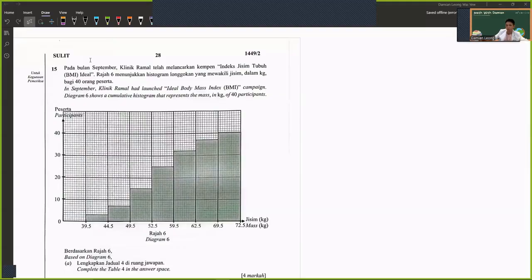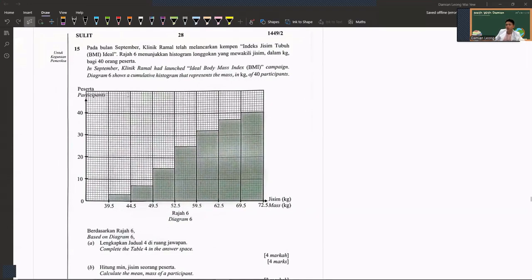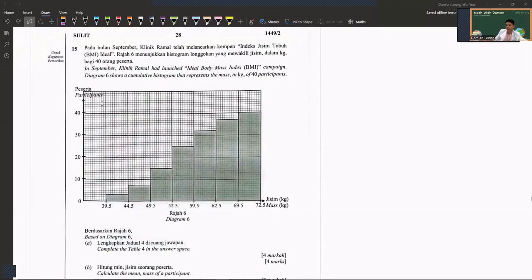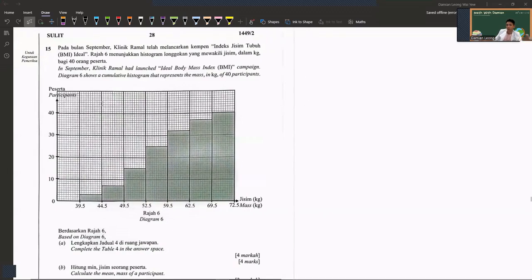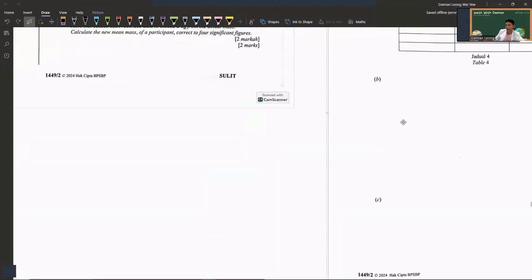Then question 50. So in September, Clinic Ramal has launched Ideal Body Mass Index BMI campaign. Diagram 6 shows cumulative histogram that represents mass in kg of 40 participants. Okay, so complete the table 4 in the answer space.